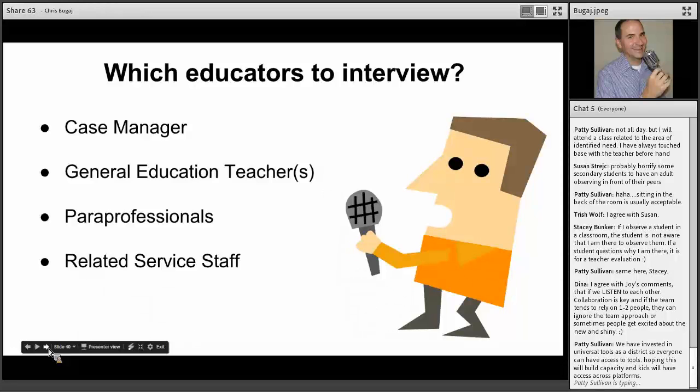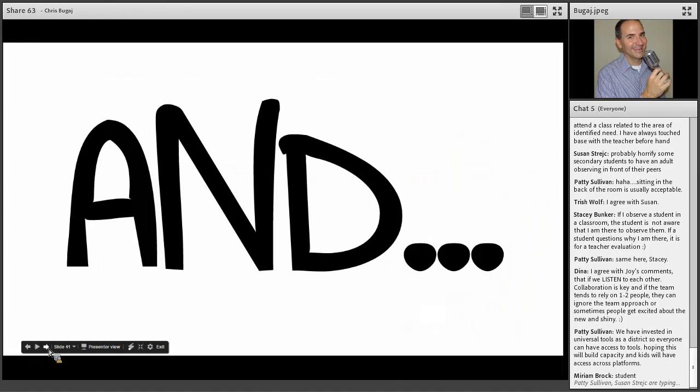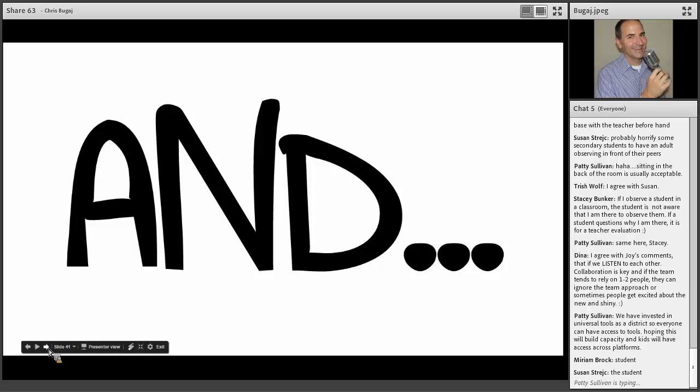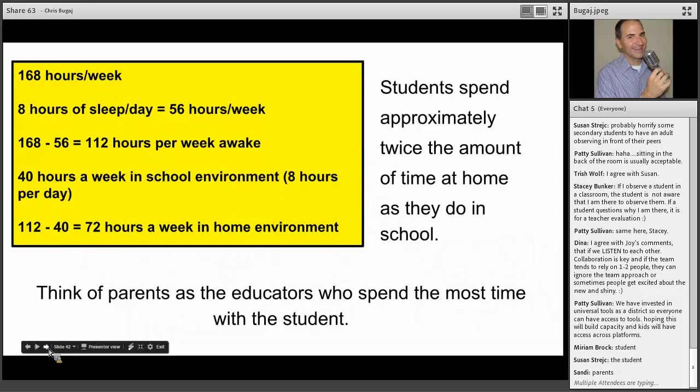When you're conducting your active assessing, these are some of the professionals you might interview: case managers, general educators, everyone related to working with the student, to get information from them. And you know who else you might interview? Anyone? Take a guess.